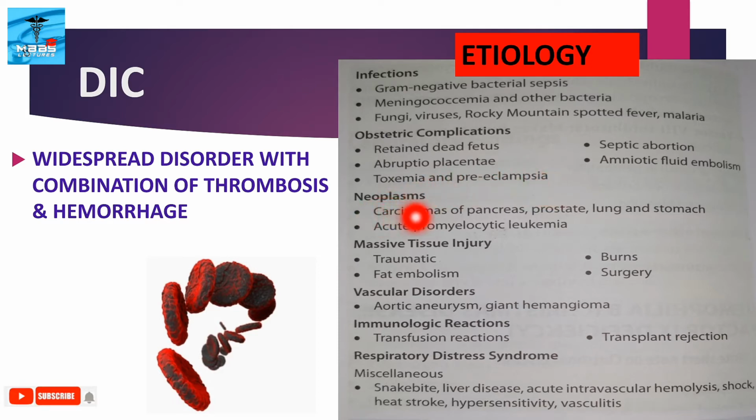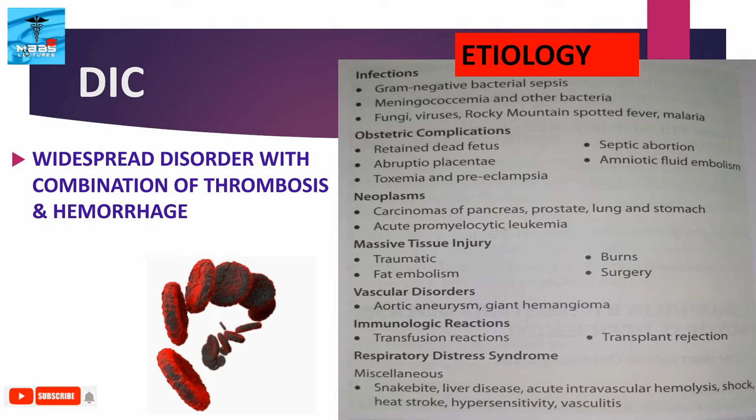Then, neoplasms associated with DIC include carcinoma of pancreas, prostate, lung, and stomach. Also, acute promyelocytic leukemia. Then, massive tissue injury like trauma, burns, fat embolism, and surgery are also associated with DIC. Then, vascular disorders like aortic aneurysm and giant hemangioma. Then, immunological reactions include transfusion reaction and transplant rejection reactions. Also, respiratory distress syndrome is associated with DIC.